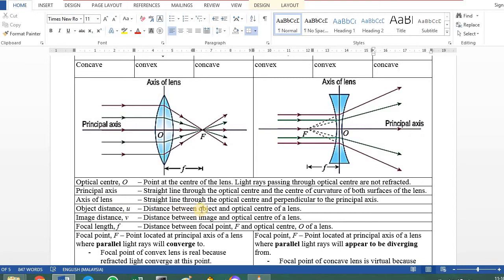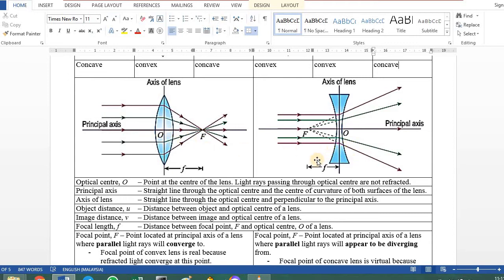Okay, object distance is the distance between the object and the optical center of a lens. The symbol that we use is a small u. Image distance, small v, is the distance between the image and the optical center of a lens. Focal length is the distance between the focal point F and the optical center of the lens. So for example, light passes through the lens and converges here, focusing on this focal point. So the focal length will be the distance between the focal point and the axis of the lens.